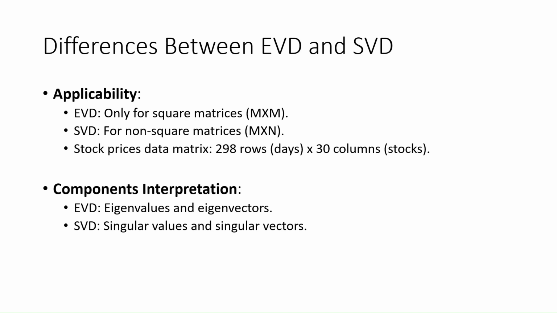Let's also now talk about the differences between EVD and SVD and why we are today talking about SVD and not EVD. EVD is only applicable for square matrices, and generally you'll find square matrices in the form of covariance matrices. But if the matrix is not square, which is the case today, like M by N, then EVD cannot be applied. Our stock data is non-square because we have 298 rows and 30 columns. So we will have to apply SVD and not EVD, because EVD won't work. As I said earlier, EVD talks about eigenvalues and eigenvectors, while SVD talks about singular values and singular vectors.